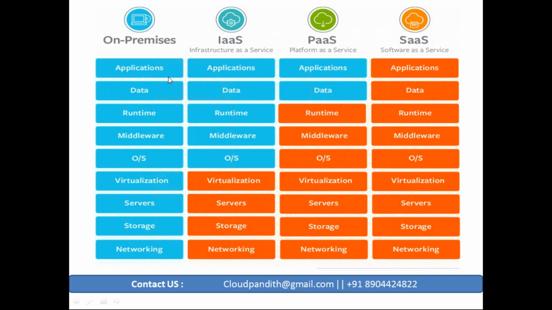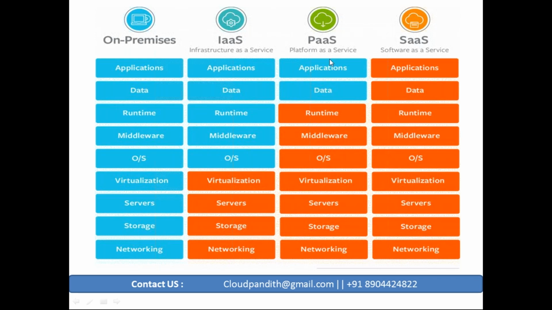But if you come to the cloud from on-premise, at minimum, some services you no need to maintain. Virtualization, backend server, storage, networking, everything will be taken care of by the cloud. So these four will be taken care of by the cloud. Only these five we need to take care of if you are using infrastructure as a service. If you think I don't want to maintain runtime, middleware, operating system, then you can select a service called platform as a service.